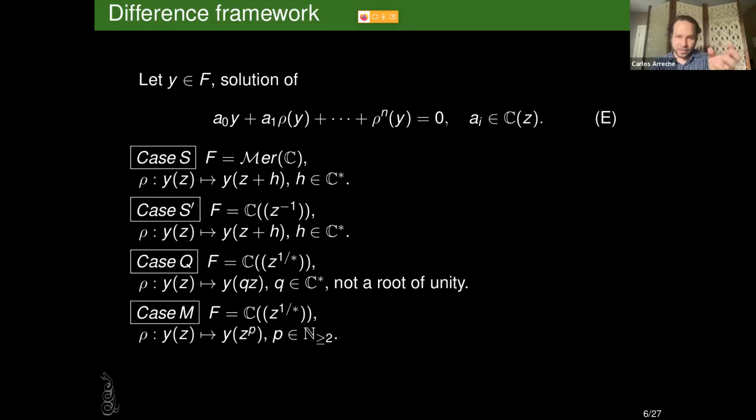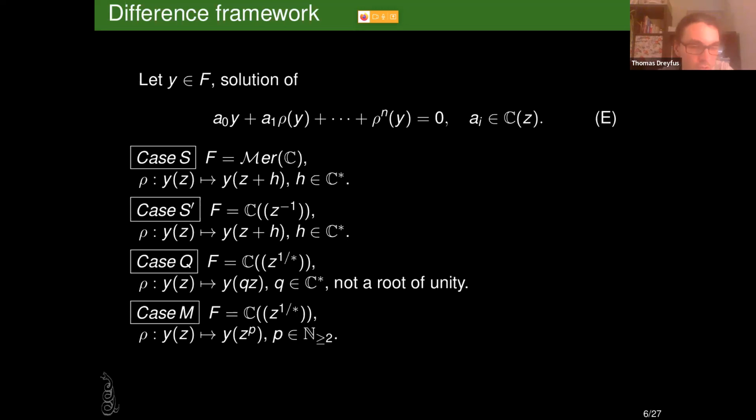The last three cases are looking at a field of local series at some fixed point of your operator. I don't know if it's the same or a different generalization of what you have in case S to consider in cases S prime and Q and M somehow a field of meromorphic functions, maybe meromorphic functions away from some bad points or something, and see which meromorphic functions could possibly be both rho finite and differentially algebraic. Do you have any ideas about what that would look like, or is it maybe related to what you were discussing? It wasn't very clear to me.